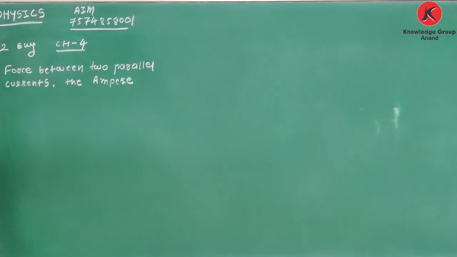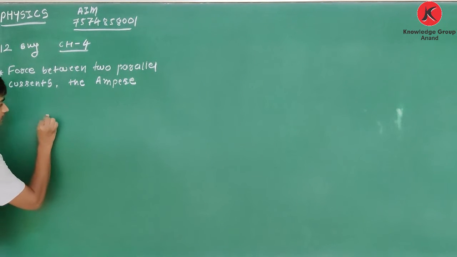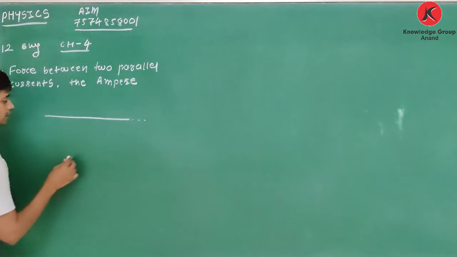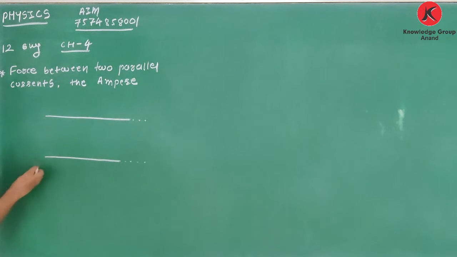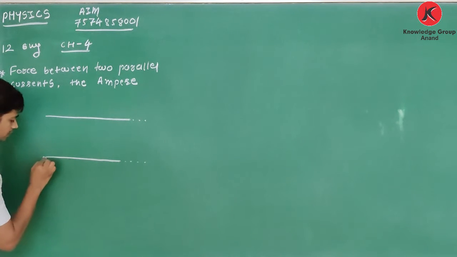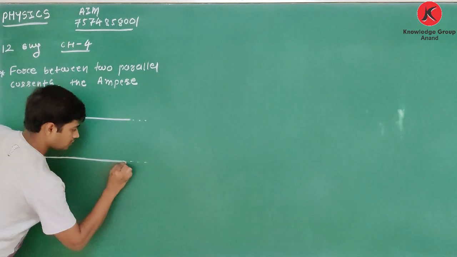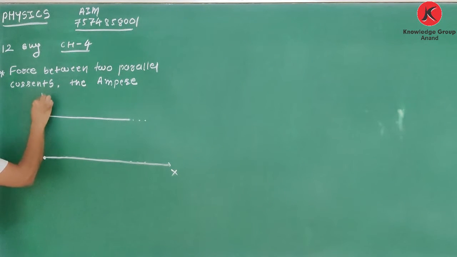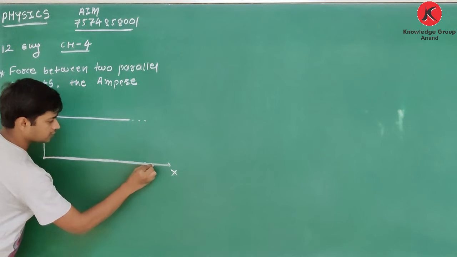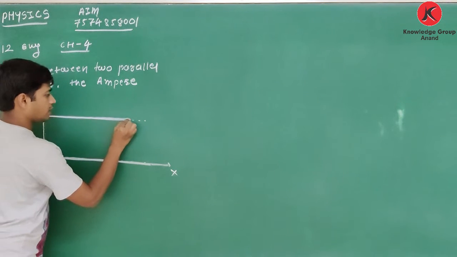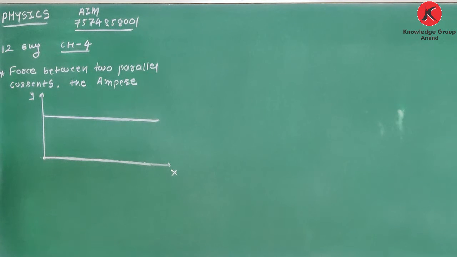Force between two parallel currents. I am taking two parallel infinite wires like this. I am taking a coordinate system: this is the origin, this is the x-axis, this is the y-axis. It is one wire and it is another one. Clear about this? The z-axis is perpendicular, outside.